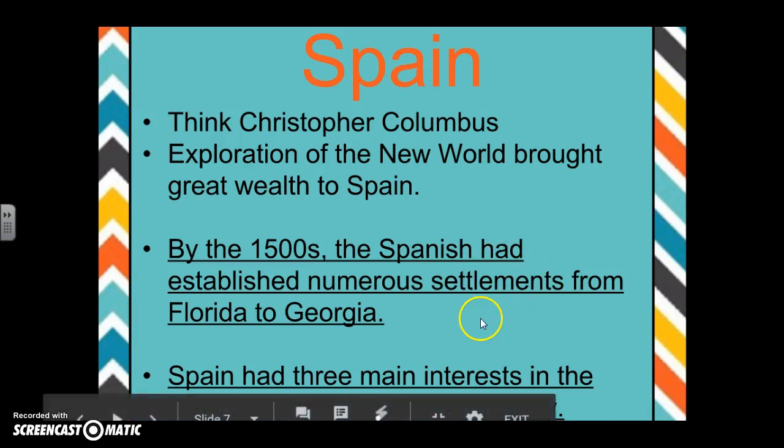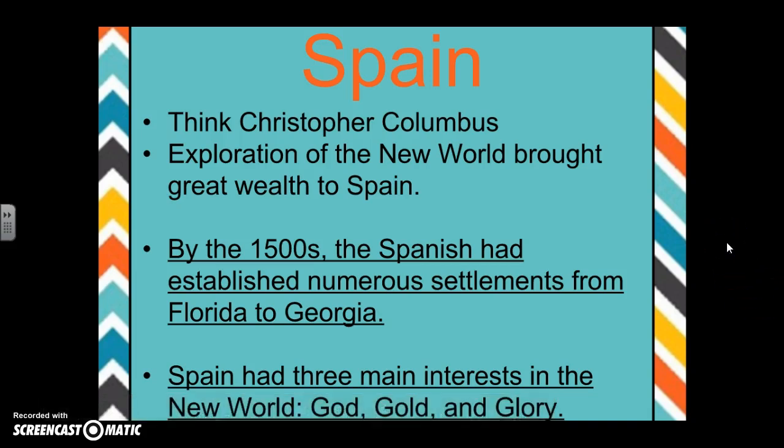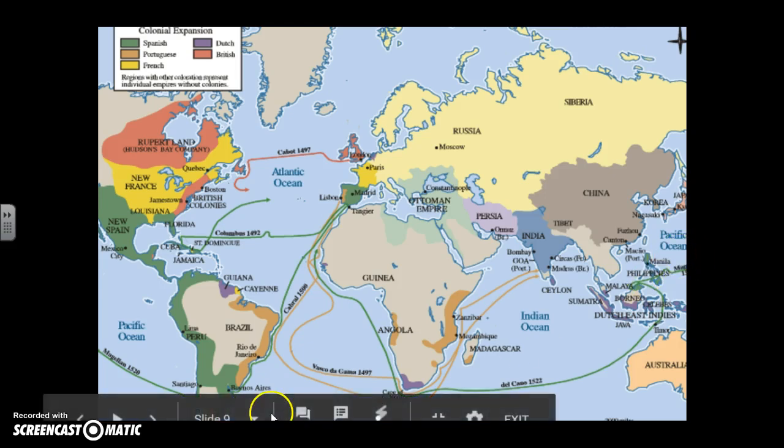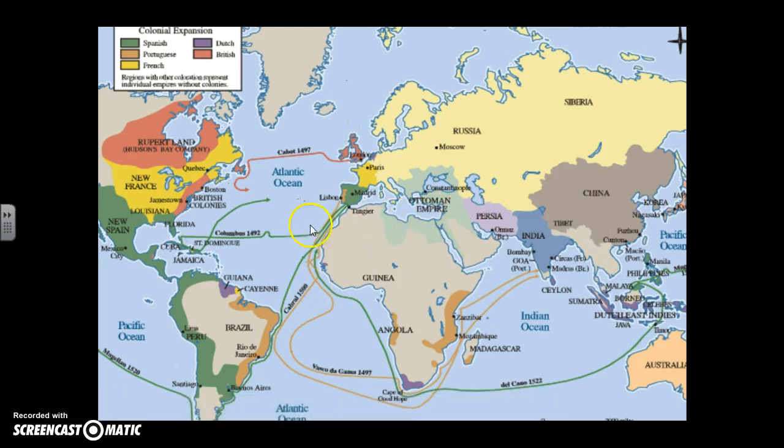By the 1500s, the Spanish had established numerous settlements from Georgia and Florida. Spain had 3 main interests in the New World: God, gold, and glory again. When we look at this map, we see all of the exploration. You can see the Spanish, Portuguese, French, the Dutch, and the British, and where they colonized.